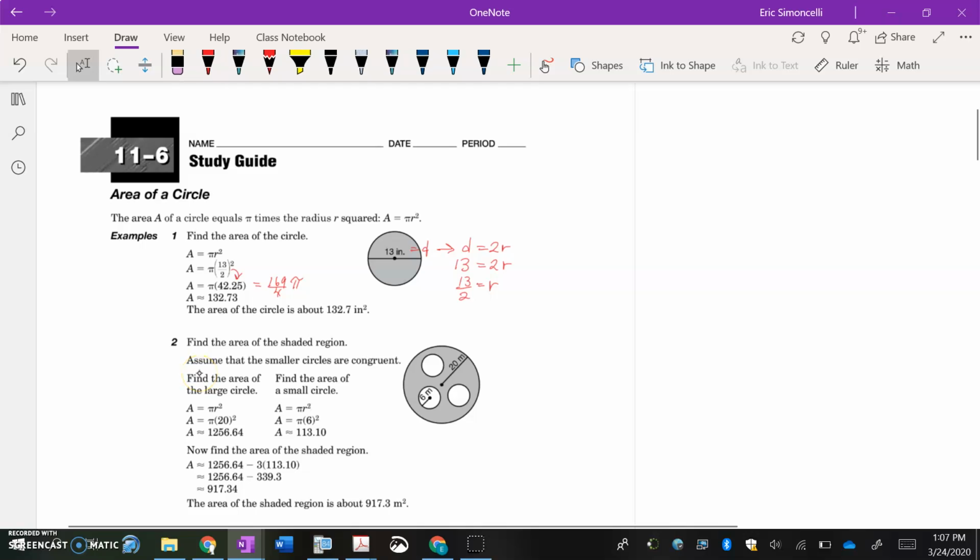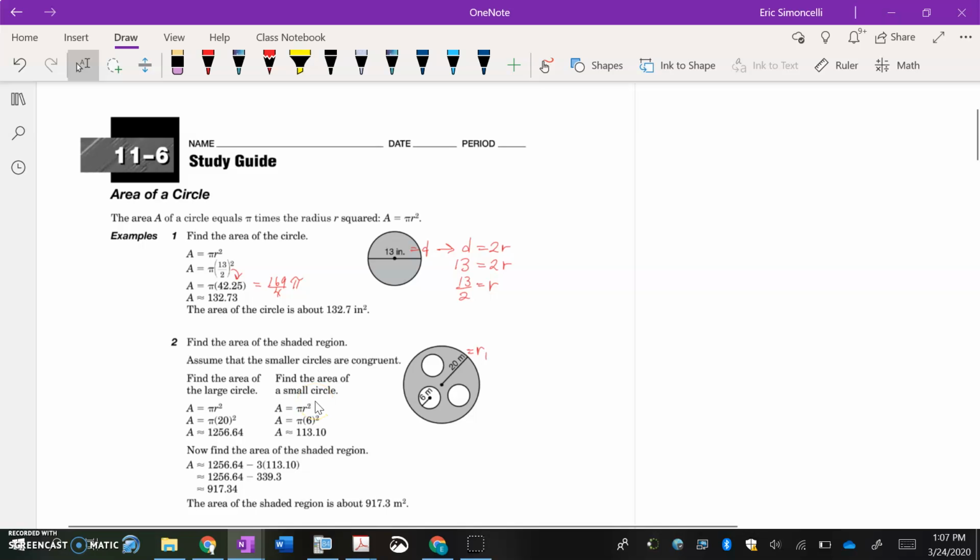Example 2. Find the area of the shaded region. Assume that the smaller circles are congruent. So first, find the area of the larger circle, and that's as easy as pi r squared. So area equals pi. This is the radius of the larger circle. I'll call it r sub 1, in which then you do pi times 20 quantity squared. And that ends up being 1256.64.